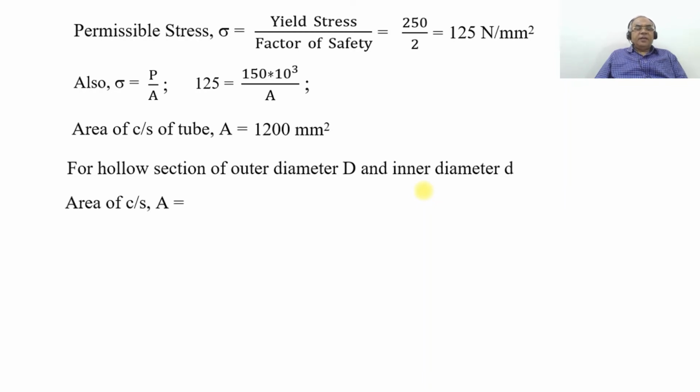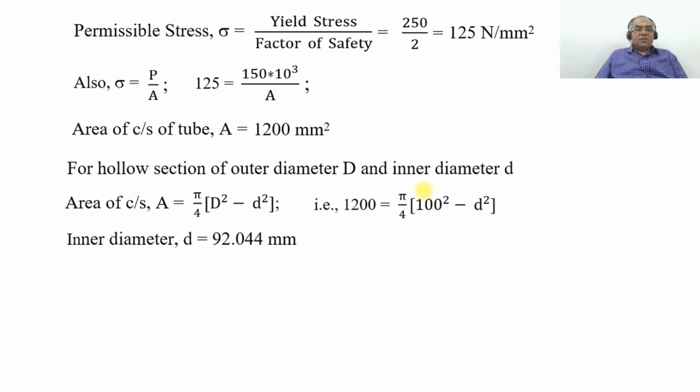For a hollow section of outer diameter D and inner diameter small d, the area of cross section will be equal to pi by 4 into capital D square minus small d square. So the area of cross section is 1200, which is equal to pi by 4 into the outer diameter, which is given to be 100, square minus d square. On simplification, the inner diameter of the tube d will be equal to 92.044 mm.